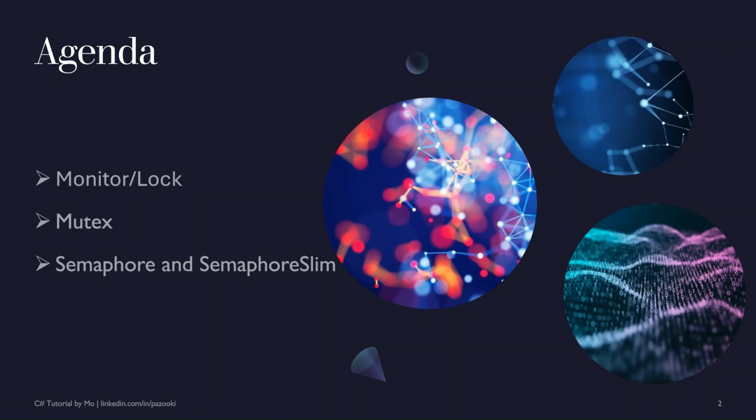Today we are diving into some essential concepts in multithreading and synchronization in C#. We will talk about lock, mutex, semaphore, and semaphoreSlim. These are tools for managing concurrent access to resources in your applications. Without further ado, let's get started.